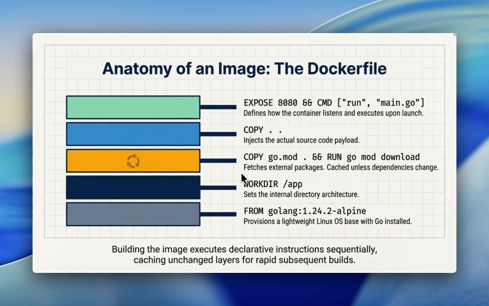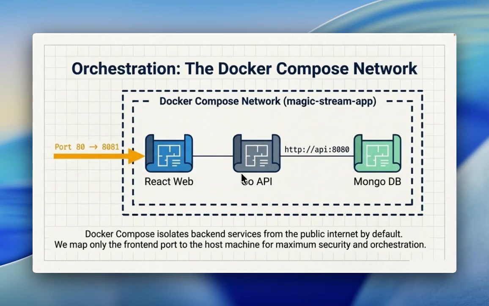Anatomy of an image: EXPOSE 8080 and CMD run main.go define how the container listens and executes upon launch. COPY injects the actual source code payload. COPY go.mod and RUN go mod download fetch external packages, cached unless dependencies change. WORKDIR /app sets the internal directory architecture. FROM golang:1.24.22-alpine provisions a lightweight Linux OS with Go installed. Building the image executes declarative instructions sequentially, caching unchanged layers for rapid subsequent builds.